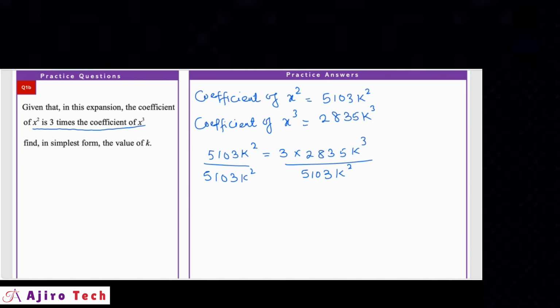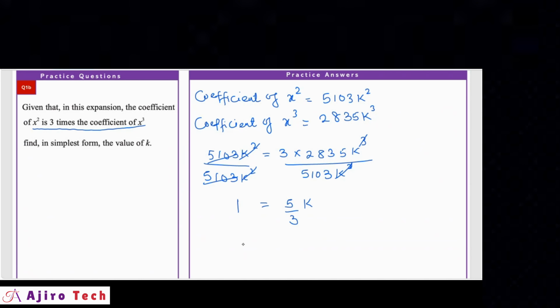Okay, so we have this one cancel this, so k squared cancels k squared. So this is times 3, then divided by 5, 1k. So here we have 1 equals 5 over 3k.